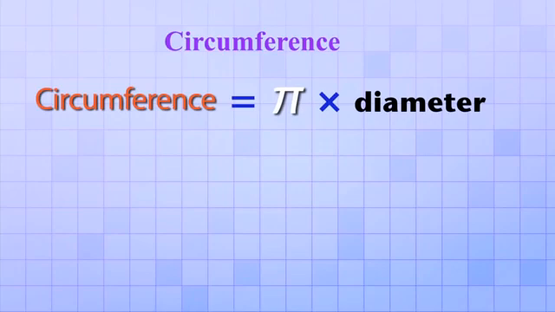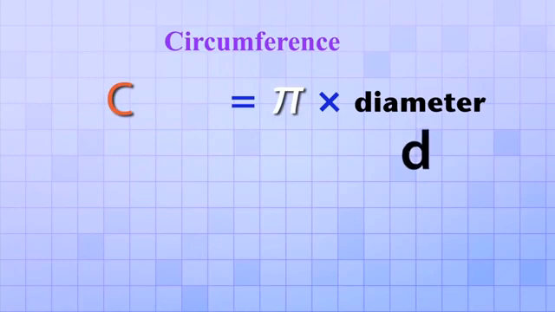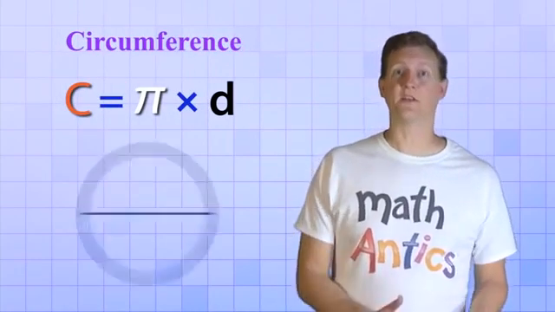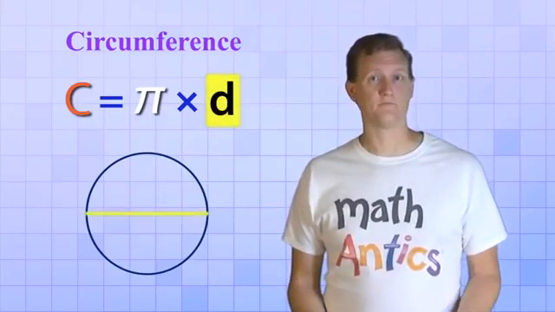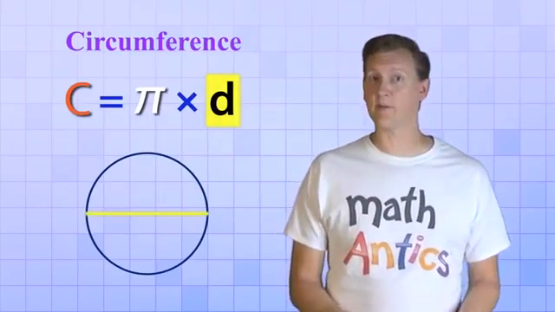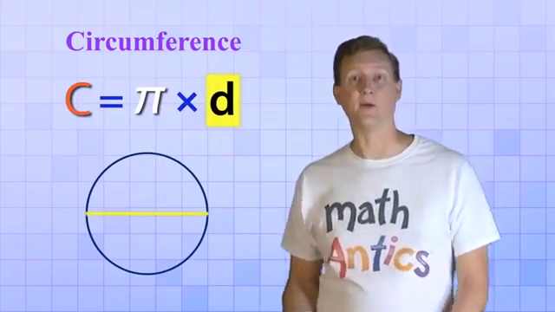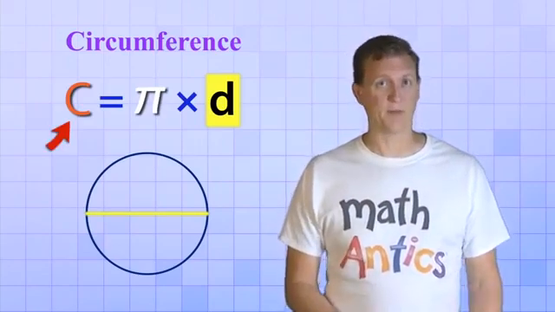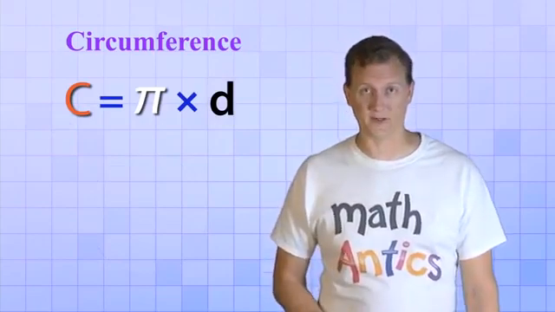The formula for finding the circumference is circumference equals pi times diameter. And just like most formulas, we use abbreviations. C for circumference and D for diameter. So that's a pretty simple formula. It tells us that if we know the diameter of a circle, all we have to do is multiply that diameter times the number pi and we'll get the circumference. Now we'll try that formula out in a few minutes. But first, let's see the formula for area.